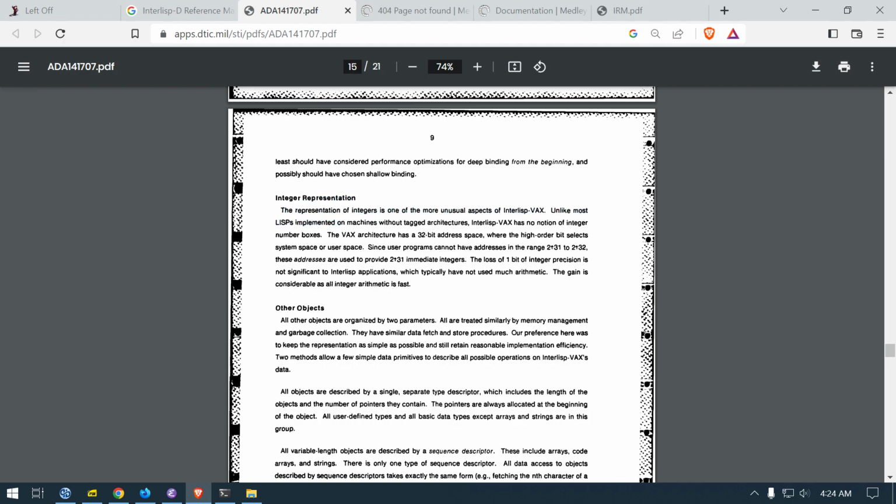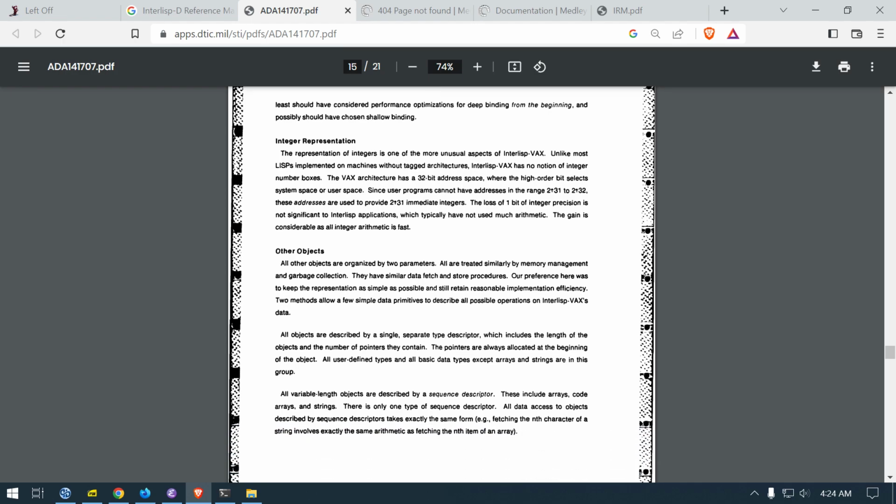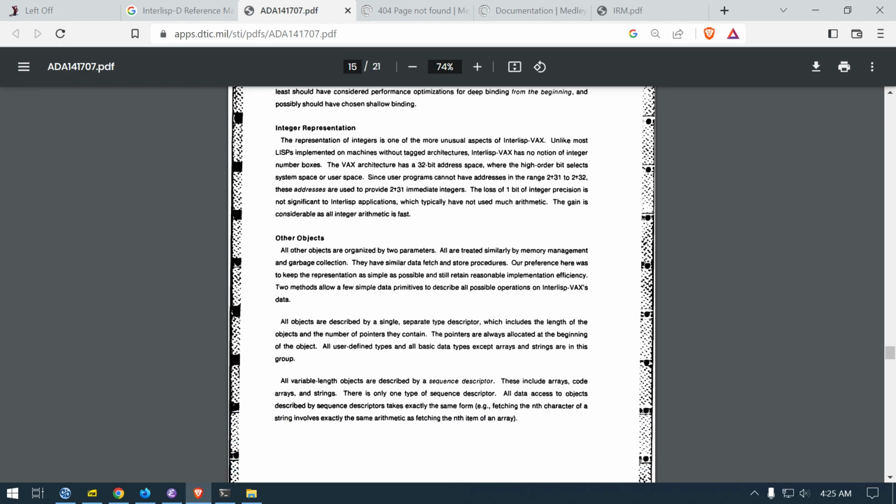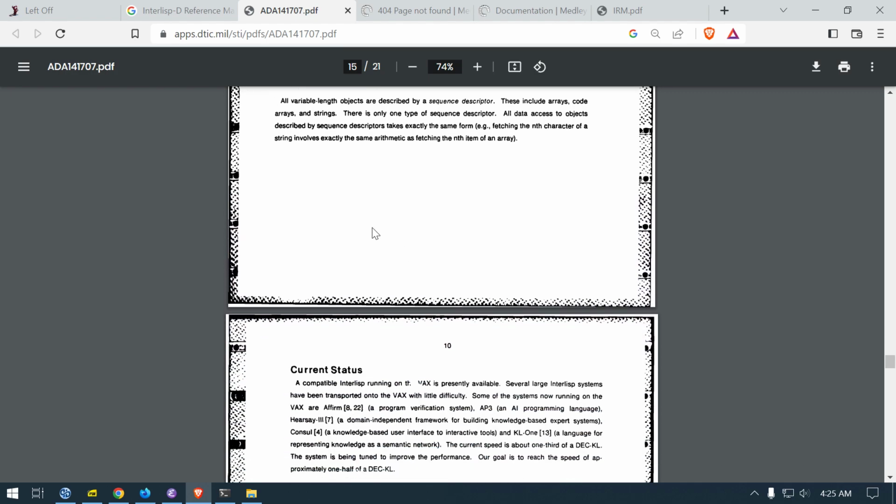And so then integer representation mattered with a 32-bit address space, so 2 to the 31 versus 2 to 32. They went ahead and chose to lose the 1 bit because it makes things real fast. They're saying Interlisp applications don't typically do a lot of arithmetic, and that's why they chose that, just so that arithmetic would be fast. Then for all other objects, they chose to have everything ordered by 2 parameters, and that was for everything else.